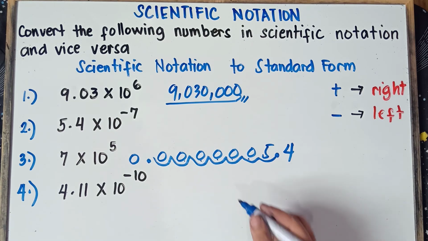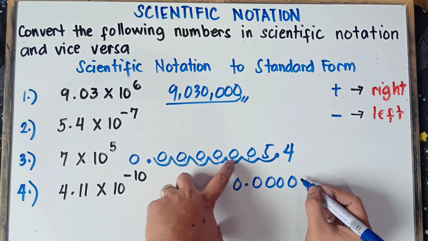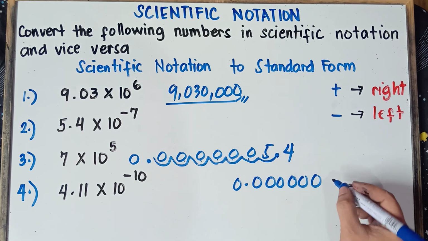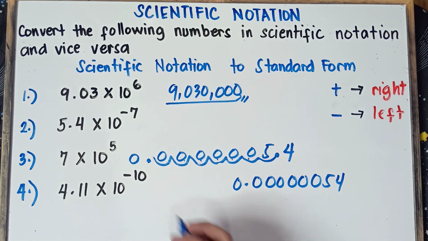Alright, so that would be our answer. We have 0.0000000, 6 zeros, and then 5, 4. That's it, class. All set with regards to example number 2.